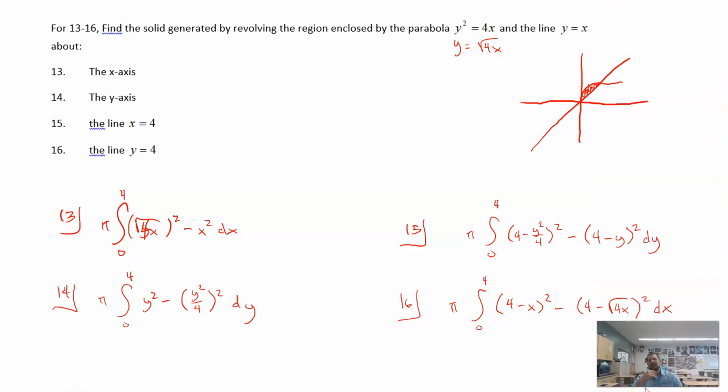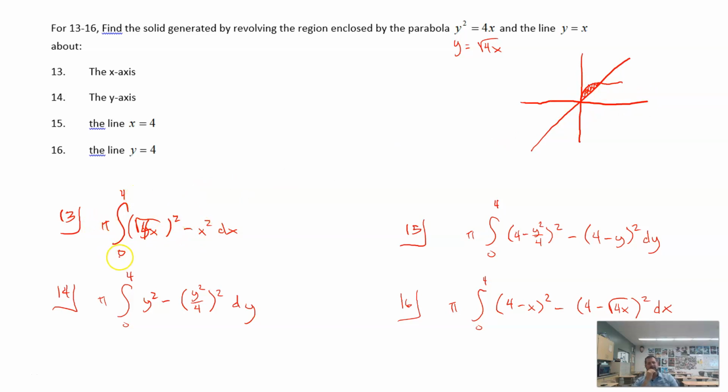13 through 16, we've got that graph up in the corner and you can see that, and you're like, okay, we're going to do a bunch of different things with it. First of all, we're going to rotate it around the x-axis. So in order to do that, I do have to find out what y is equal to. So I get y is equal to the square root of 4x. We take that and put that in as our function that's further away from the axis that we're revolving around, squared, minus x squared.